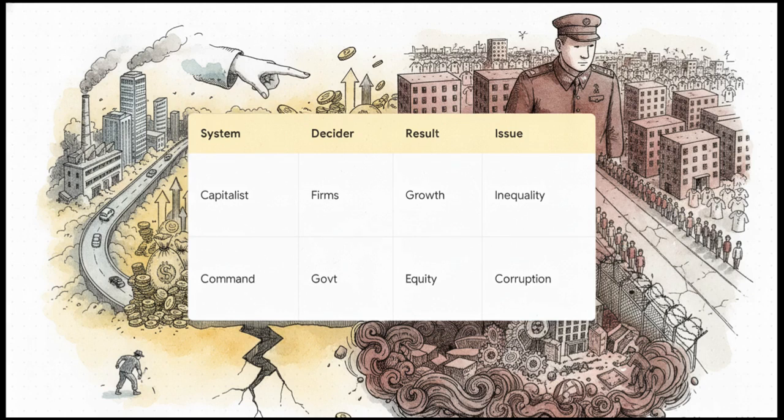On one side, we have the capitalist economy, driven by that invisible hand. Here, individuals and firms are the decision makers. This system has historically led to tremendous wealth and economic growth, but it comes with significant issues, namely high inequality and those exact market failures we just talked about.